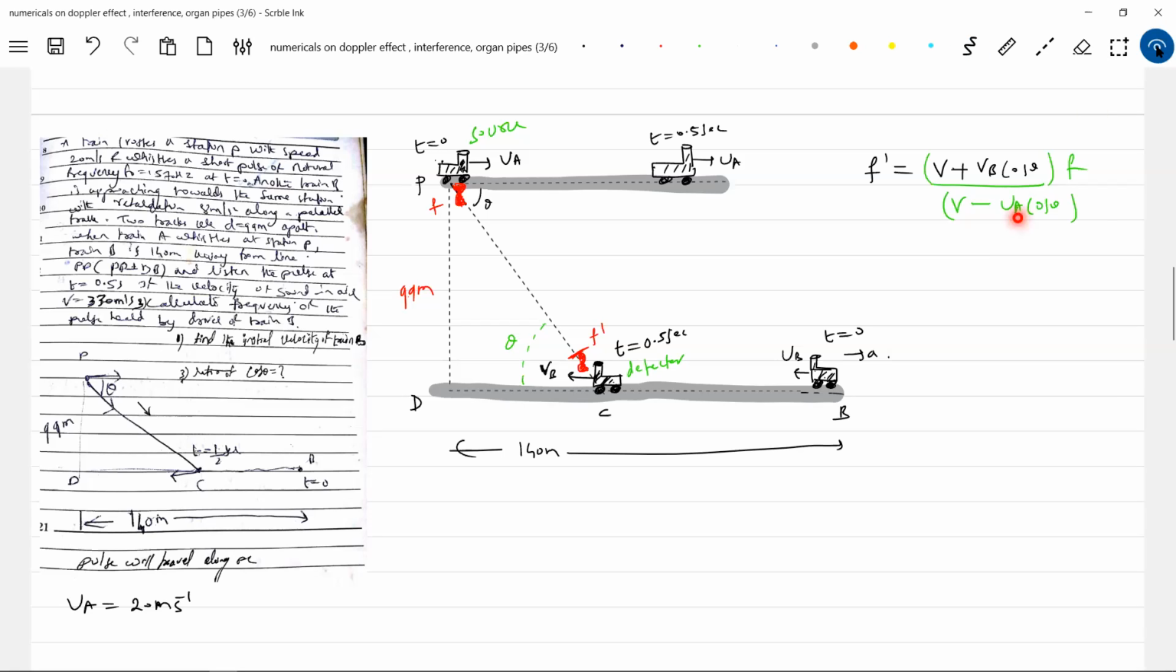We know UA, we know the speed of sound, we know F, we don't know theta and VB. Am I right? What is VB? Velocity of train B at the instant when the signal is detected. Got the idea? So VB and theta are unknown. Let's see how we can find them out.